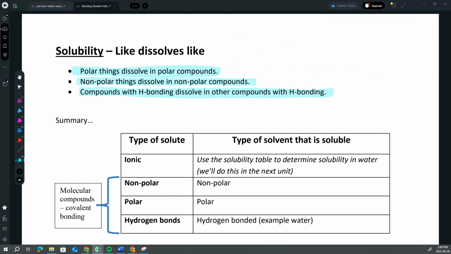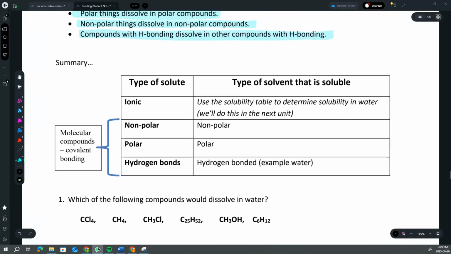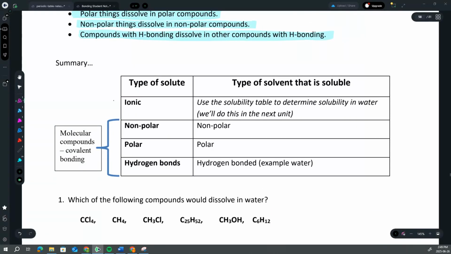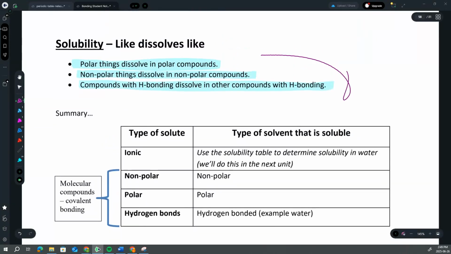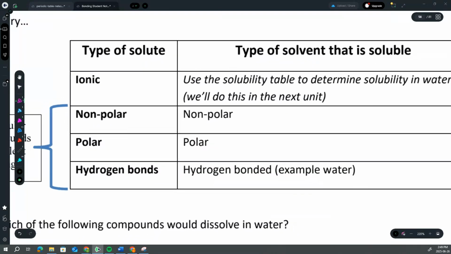So again, it just comes back to like dissolves like. Polar dissolves polar, nonpolar dissolves nonpolar. Hydrogen bonding will dissolve other compounds with hydrogen bonding. With ionic, that is a topic that we'll get into in future units. But mostly for these comments here, that has to do with polar and nonpolar compounds.